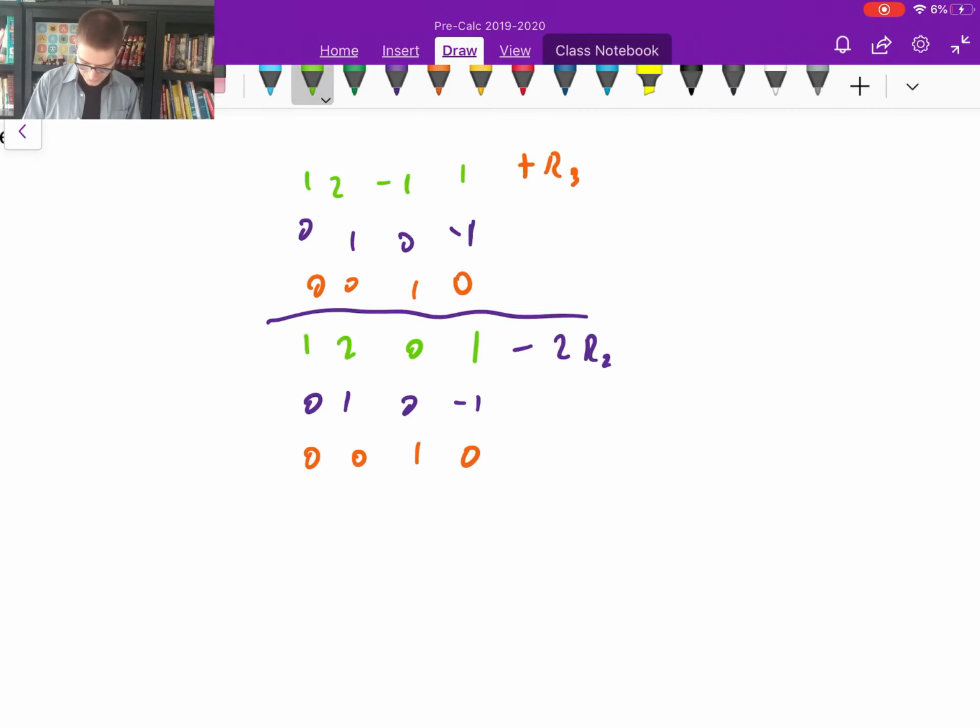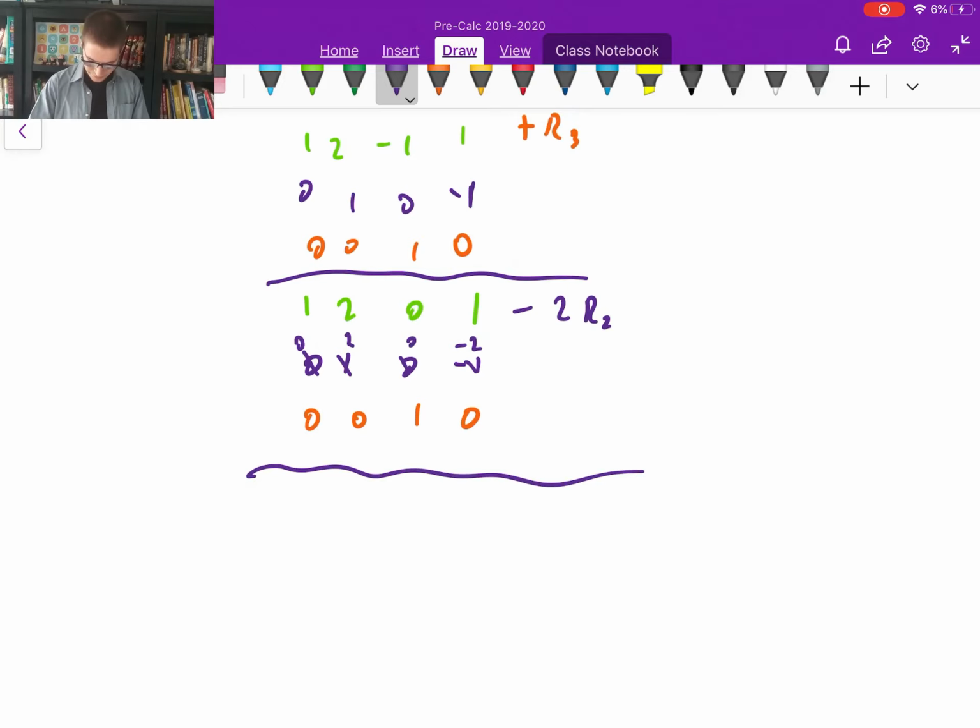Here's what I'm saying. So 2 times row 2 would be 0, and then 2, and then 0, and then negative 2. And so now I can subtract that. This is 2 times row 2. I can subtract that from green, and I'll get a true value. I'll get something else that works.